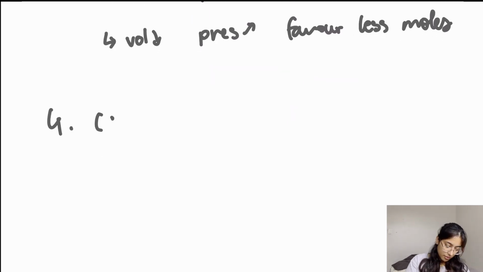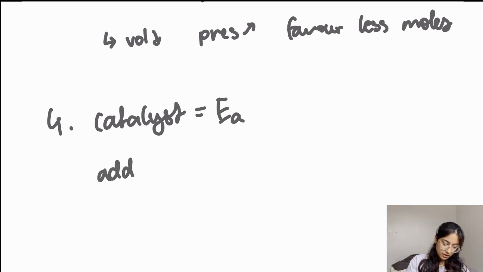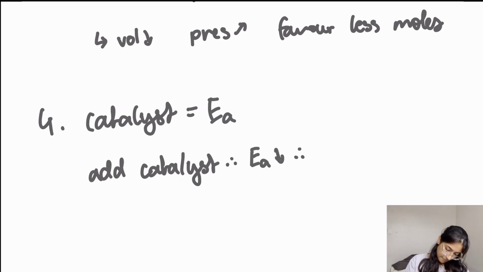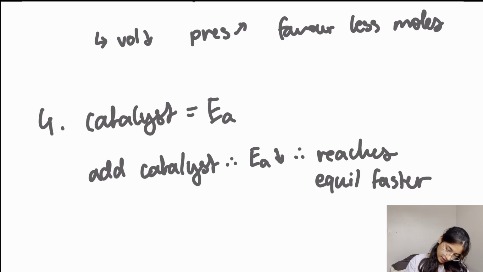And then finally, number 4 is catalyst. You need to consider activation energy, so just talk about activation energy, and then basically adding a catalyst causes a decrease in Ea, therefore everything just happens faster, so it reaches equilibrium faster. And that's basically it. Okay, so that's LCP.